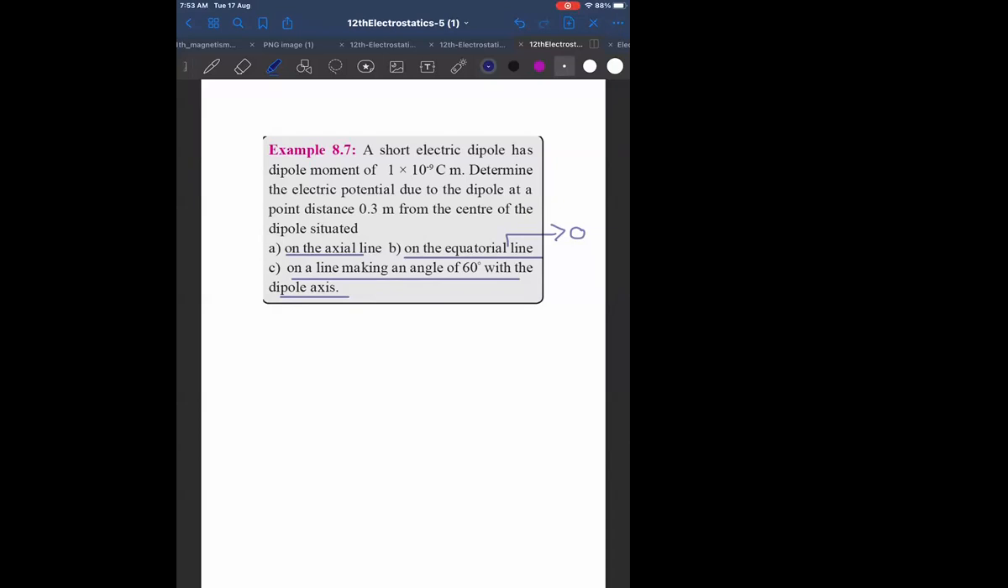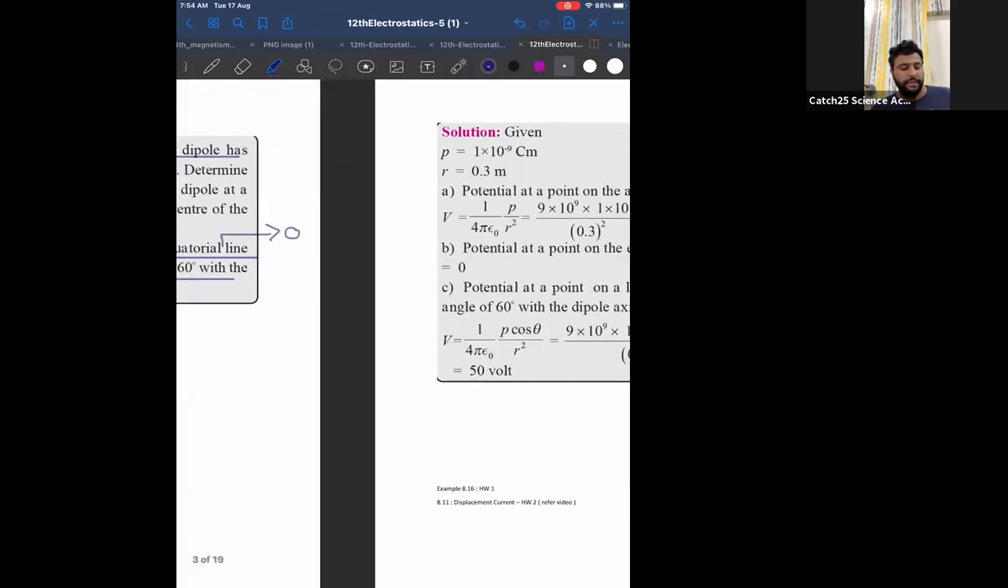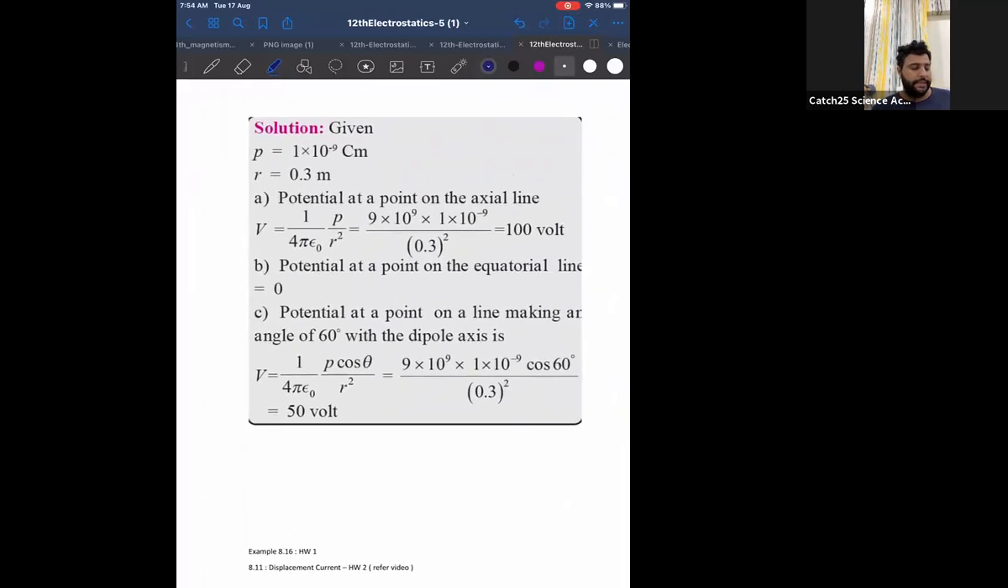Sir, the final unit will be V, right? Yeah, because it is voltage, potential. Now let us start. See here. A short electric dipole has a dipole moment of, that means they have already given the value for P. Determine the electric potential. Distance also is given. So please look at the screen. They have given the value for P. They have given R. And you know, potential on the axial line will be this formula without cos theta.